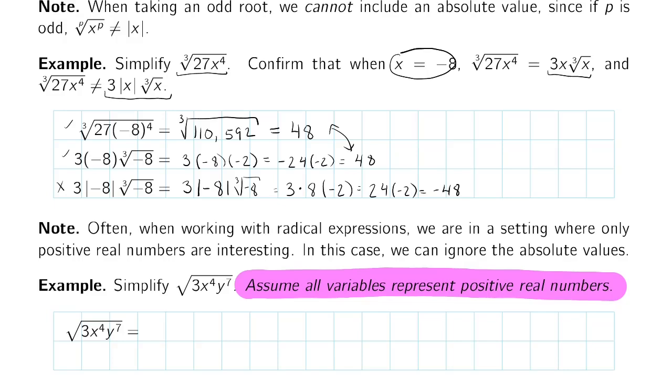So if we assume all variables represent positive real numbers, and we want to simplify the square root of 3 times x to the fourth times y to the seventh, well, we'll have 3. That doesn't have any factors at all, so we'll just leave that as 3. X to the fourth, that's x to the 2 times 2. Y to the seventh, that's y to the 3 times 2, then multiplied by y to the 1.